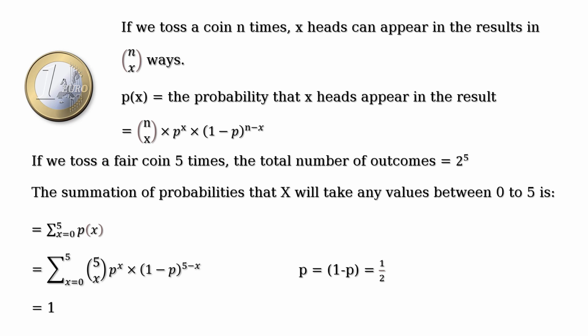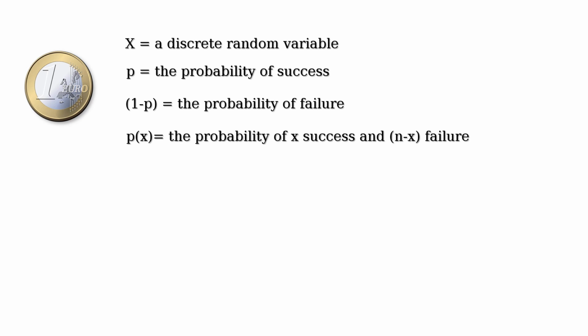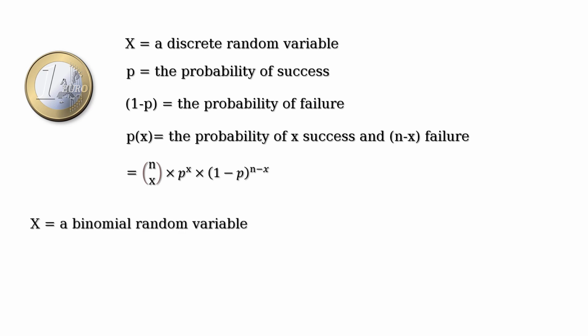Here, X is a discrete random variable. We perform n number of independent trials. p is the probability of success and 1 minus p is the probability of failure. If Px is the probability of x successes and n minus x failures, then Px is equal to nCx into p to the power x into 1 minus p to the power n minus x. Such a discrete random variable X is called a binomial random variable, and Px is the probability mass function of capital X.